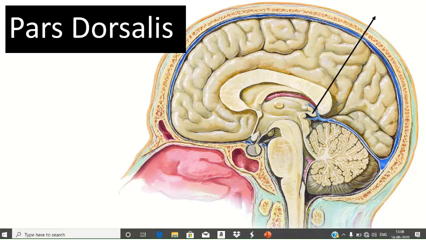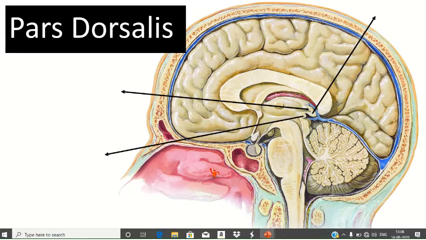Next we are going to identify the habenular nucleus over here. So there is the pineal body. Above the pineal body, we can identify the habenular nucleus, and along with that, the habenular commissure. Then here you can see the posterior commissure as well. Then here you can see the stria medullaris.